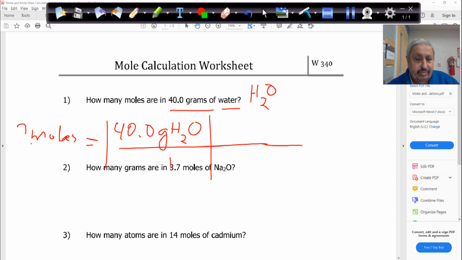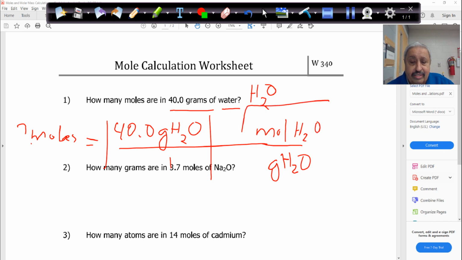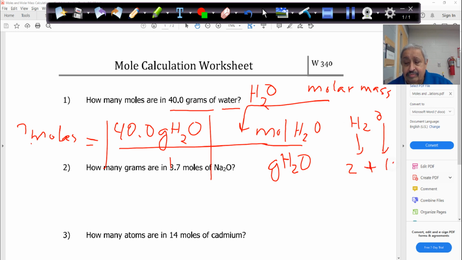So what should I put here? I have to get rid of the grams of H2O, so I need to introduce the molar mass. So here it is, molar mass, correct? What's the molar mass of H2O? This is 2 hydrogens plus this is 16. This is 18. So this is 18.0 grams per 1 mole H2O.